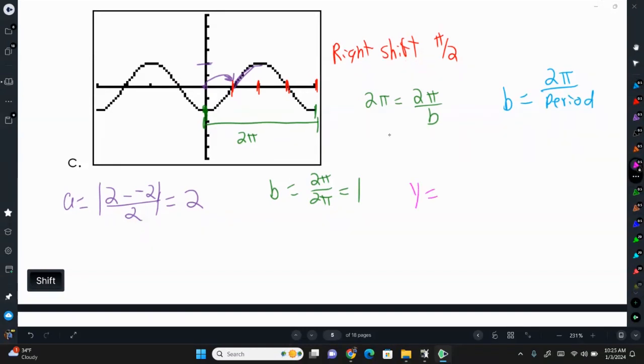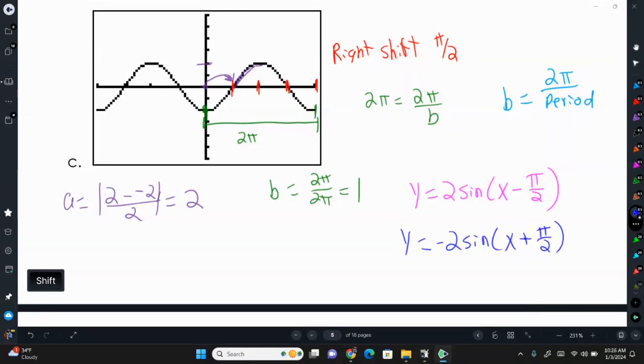So our function, y equals 2 sine of x minus pi over 2 in parentheses, because we shifted it right pi over 2. And like I was saying, if you wanted to shift it left pi over 2, you would have to make it a negative 2 in front. Either one's okay. Writing equations from the graphs can be complicated, again, because not everything lines up as nicely as we hope sometimes. We just have to think and see what makes sense given the information we have.